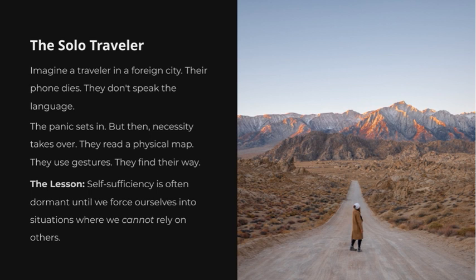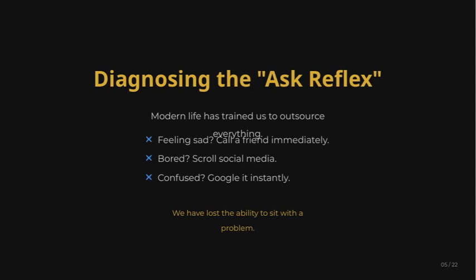Have you ever noticed how quickly we turn to Google when we're confused about something? It's almost instinctive. Or how easily we get bored and just scroll through social media instead of sitting with our thoughts. And when we're feeling down, calling a friend seems like the fastest fix. What's happening here is that we've lost the ability to sit quietly with a problem, to really think things through on our own. Modern life has conditioned us to outsource almost everything, our questions, our feelings, even our problem solving.